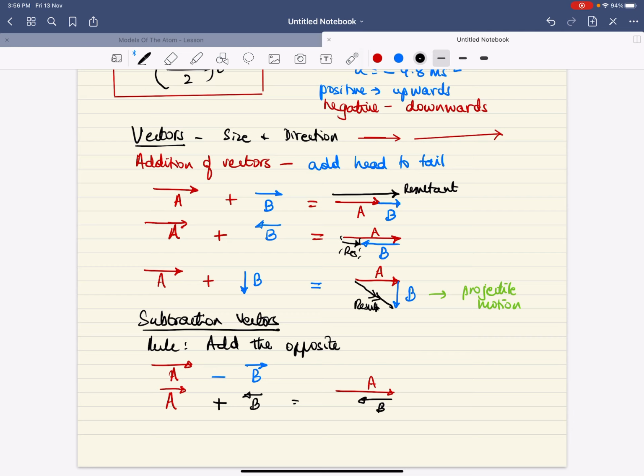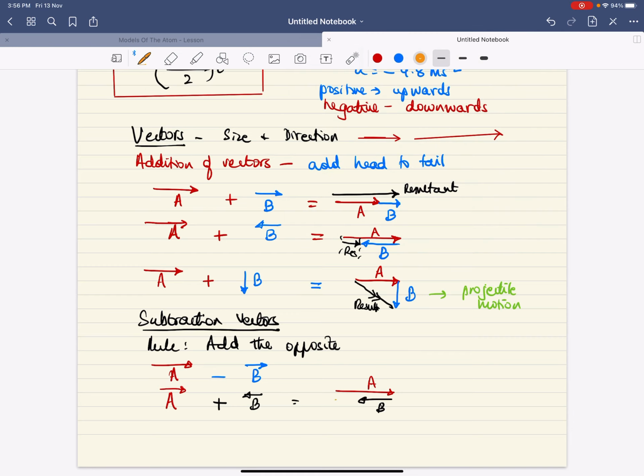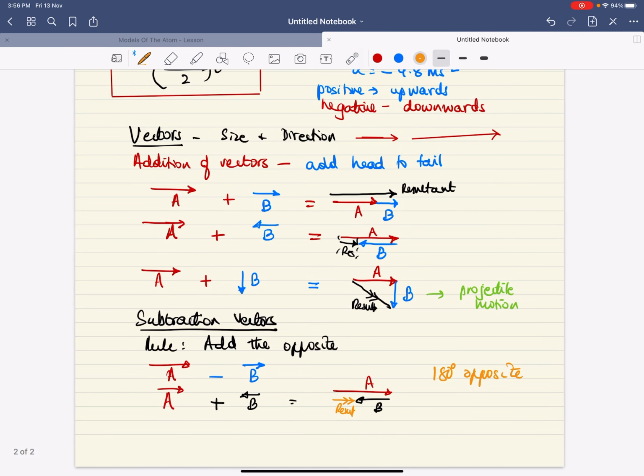Because they're in opposite directions, your resultant will be from start to finish. This is your resultant vector. Opposite means 180 degrees opposite. That's the meaning of add the opposite. The first one stays the same, but it is the second one where you have to flip the arrow.